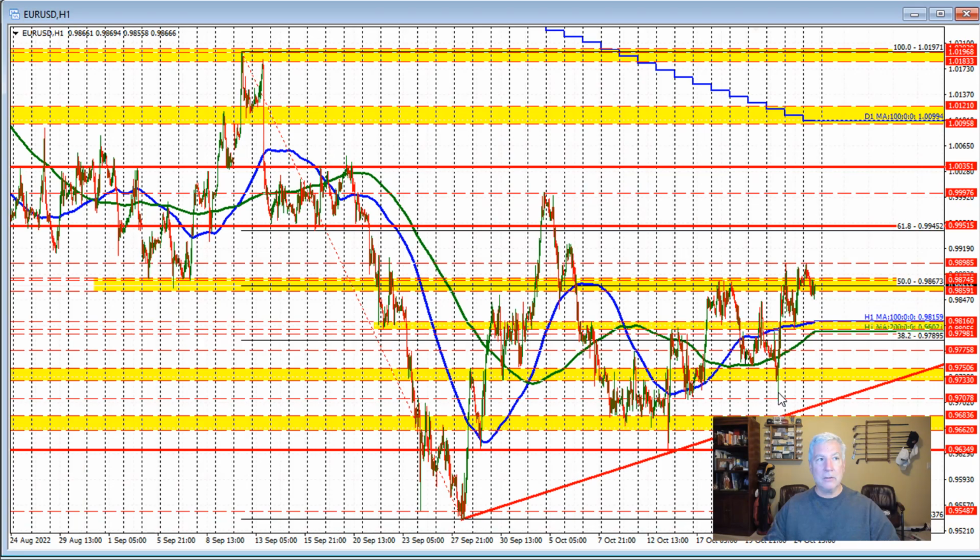Now let's take a look at the euro versus US dollar. And this currency pair shows something a little bit different. In fact, we're lower on the day here for the euro versus US dollar.